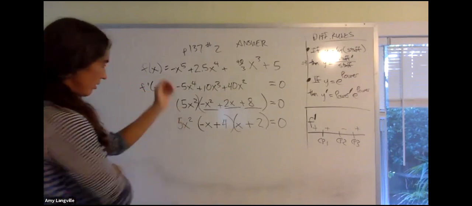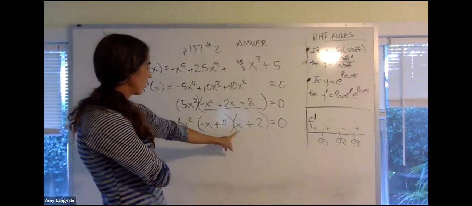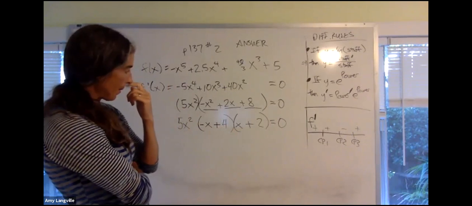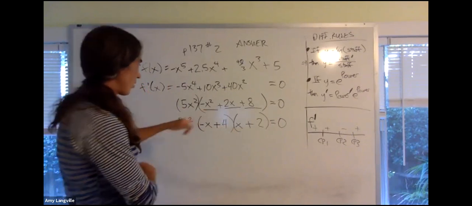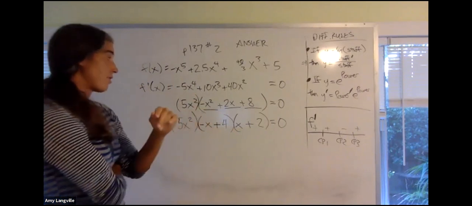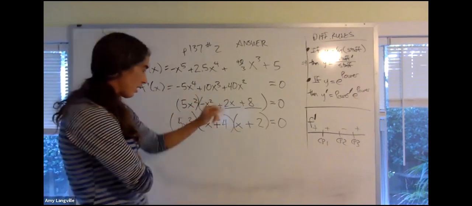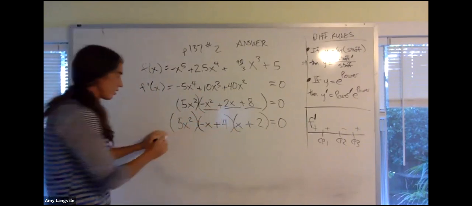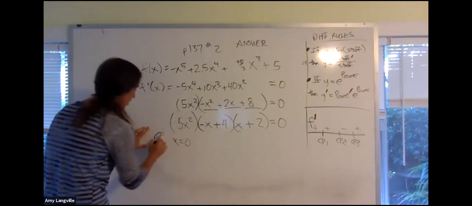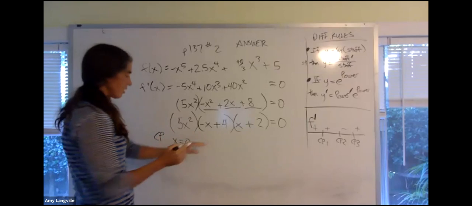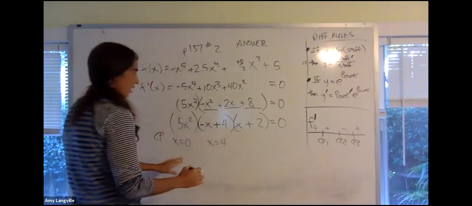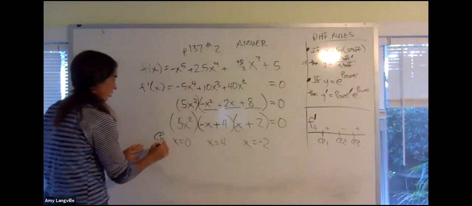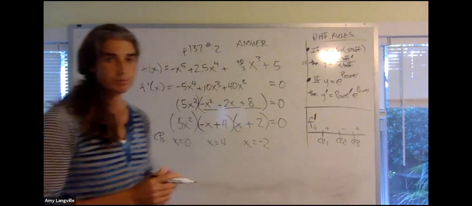Help me check that out for me. Minus x squared. Yes, I think that factors and does give us that. Checked it a couple times. So now we have this quadratic, but it's easy to see that x equals 0 is a CP. Then we have this linear term, and it's easy to see that x equals 4 solves that. And then lastly, x equals -2. So we get 3 CPs: 0, 4, and -2.